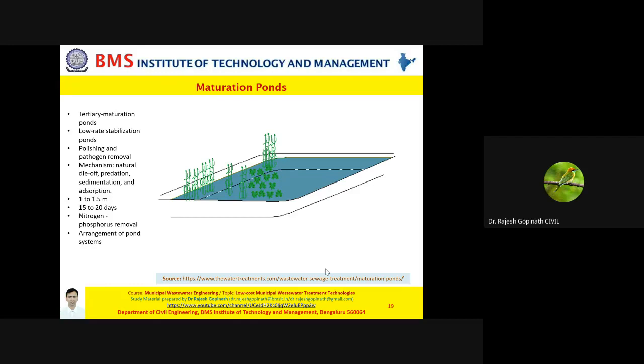Probably what happens is you may find these maturation ponds at the end of the system. So you probably will have an anaerobic system, then an aerobic system, and then finally you will get a maturation pond. The ideology here is removal of pathogens, and removal of certain nutrients if they have not been removed before, say nitrogen or phosphorus. Here the depth would be around 1 to 1.5 meters, and the detention extends up to 20 days.